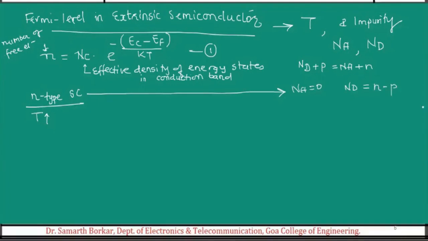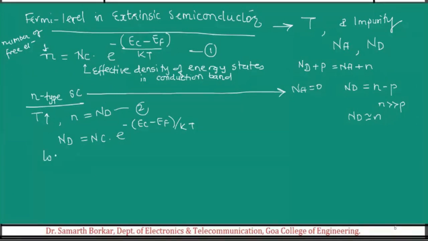n minus p. Now in this case, the number of electrons will be very much greater compared to the number of holes. So I can simply write that the number of electrons is equal to the donor or impurity atoms added. So as the temperature increases, we can write n equals Nd. So Nd equals Nc e raised to minus (Ec minus Ef) by kT. Mark this as expression 2.